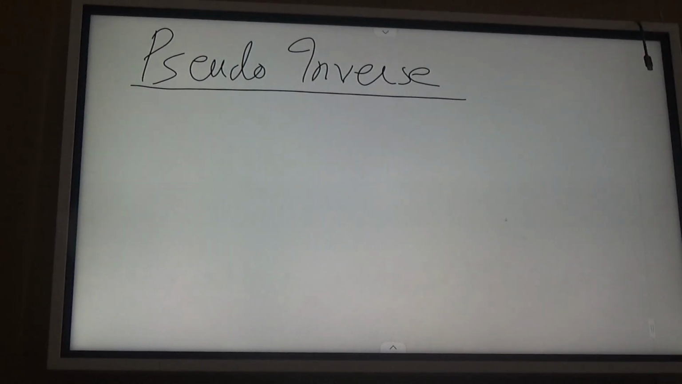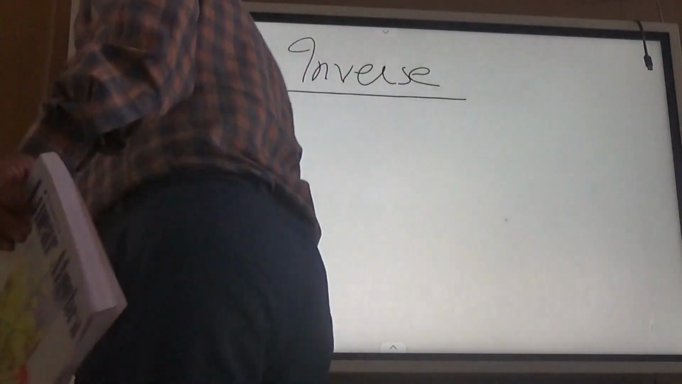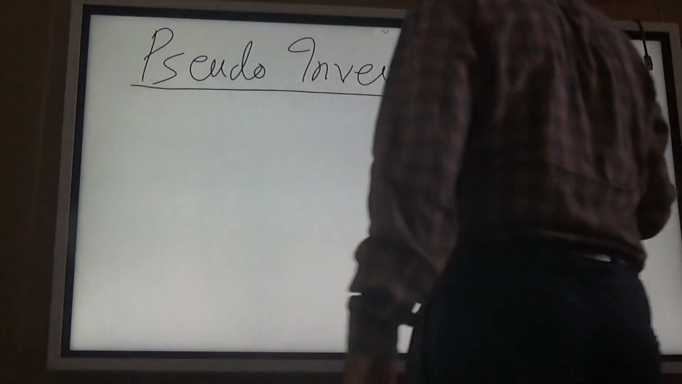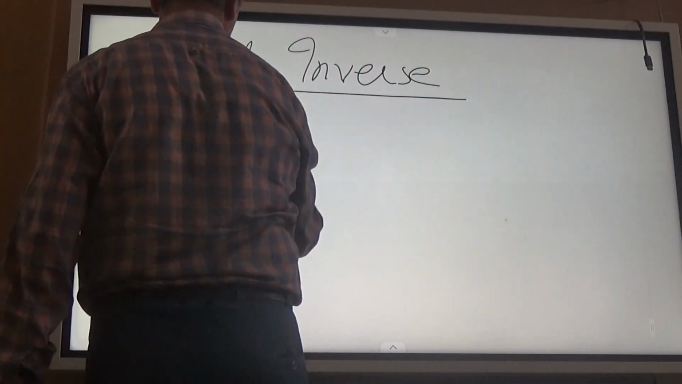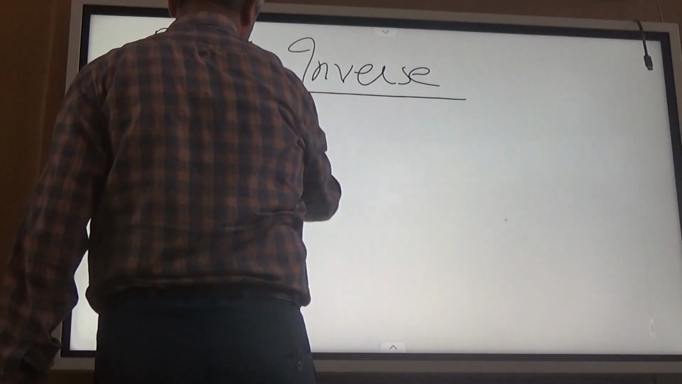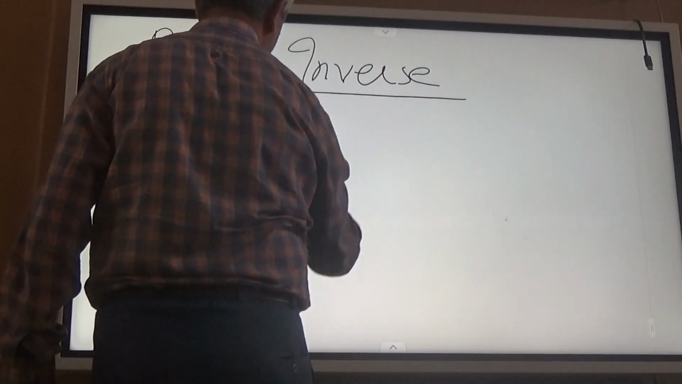So in case of a square matrix, there is a concept of inverse. When we think of linear transformation in the same dimensional space, we have got a concept of inverse. Whereas we also know that there can be a transformation, say, like this.